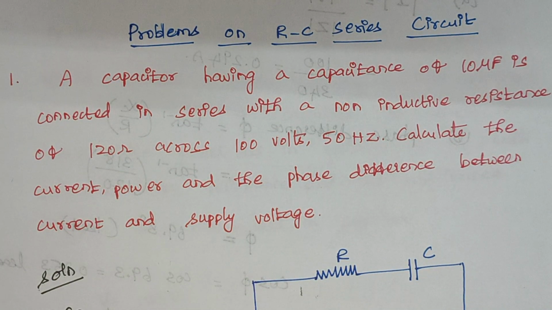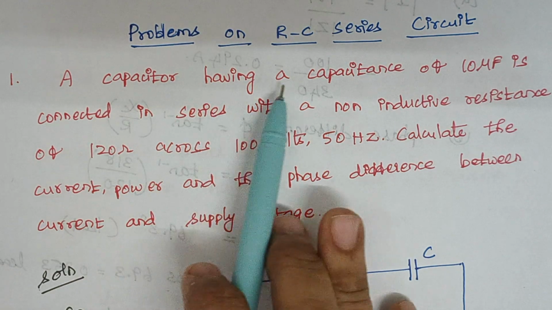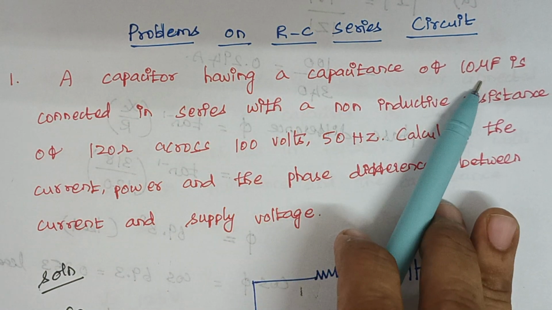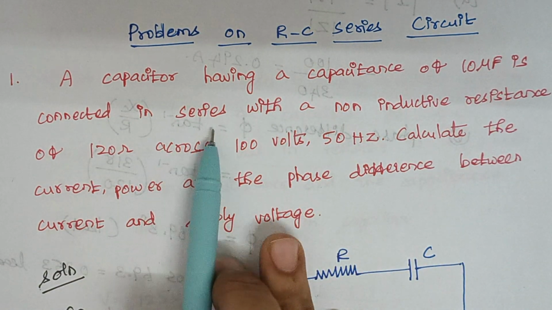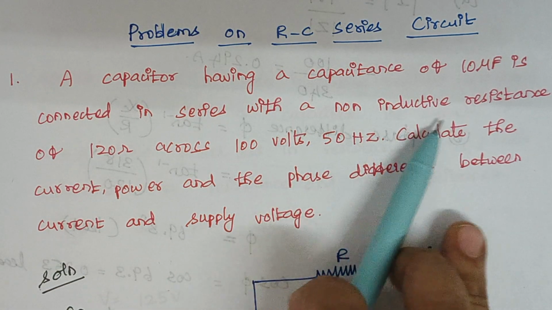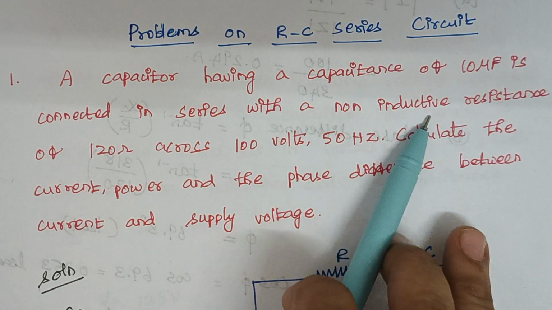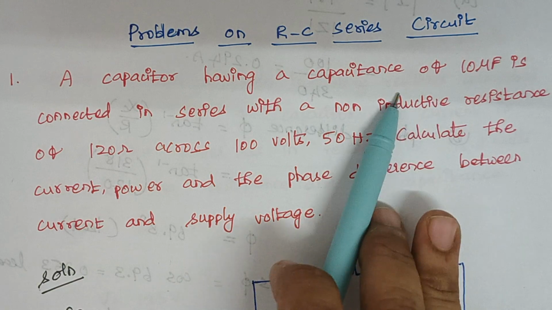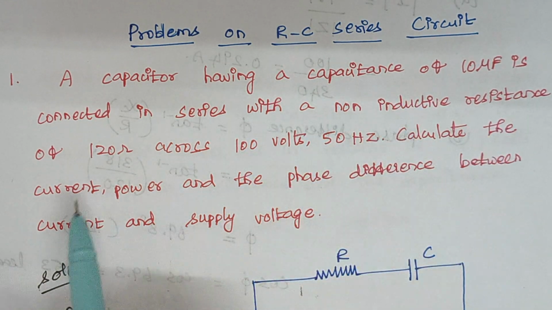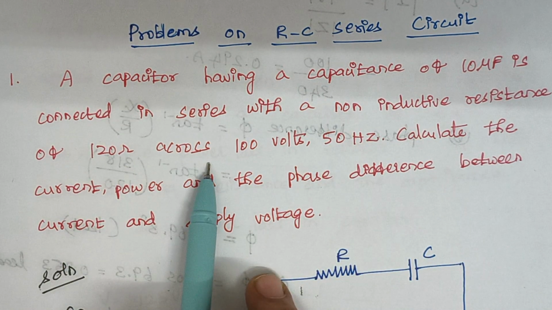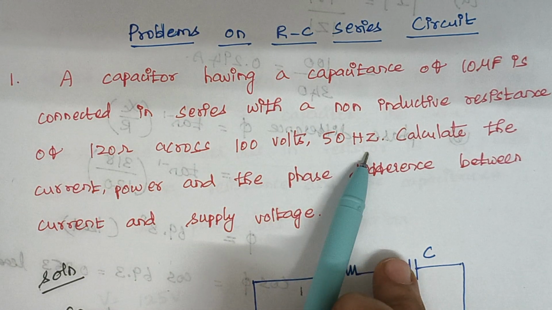Today we are going to discuss problems on RC series circuit. So here the problem is a capacitor having a capacitance of 10 microfarad is connected in series with a non-inductive resistance. Right, non-inductive, it doesn't have any inductance. So it has a resistance of 120 ohm across 100 volt 50 hertz.